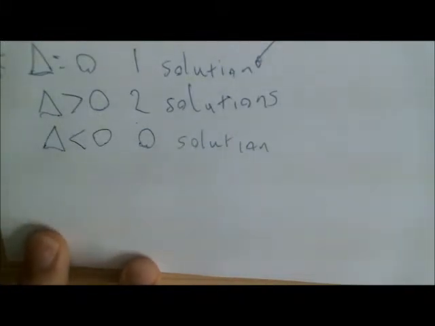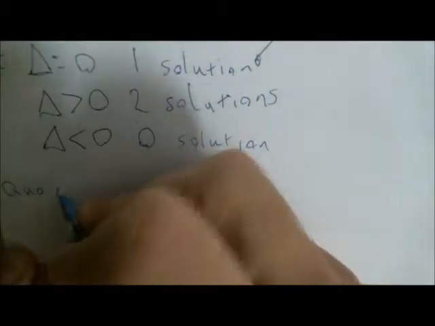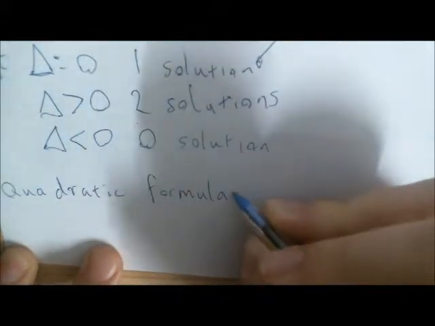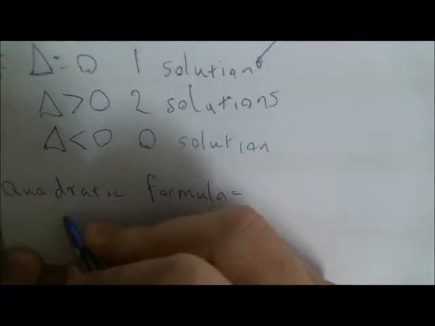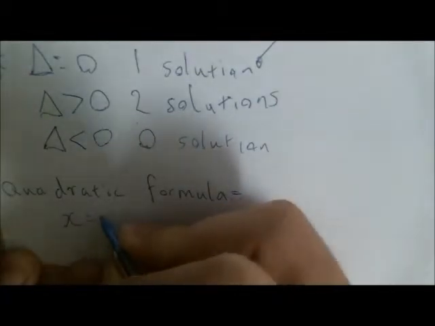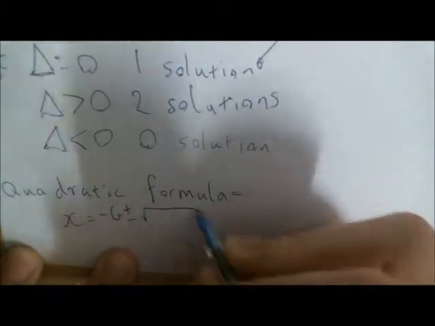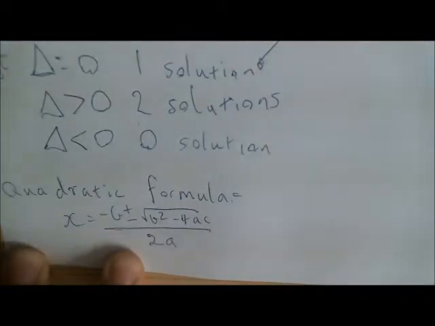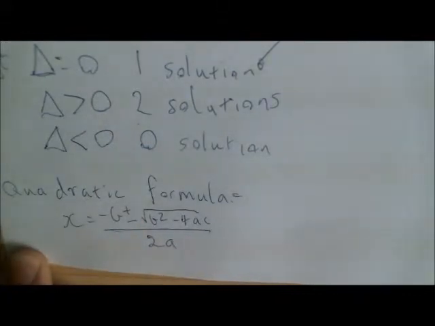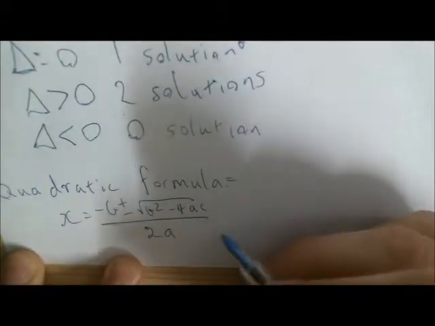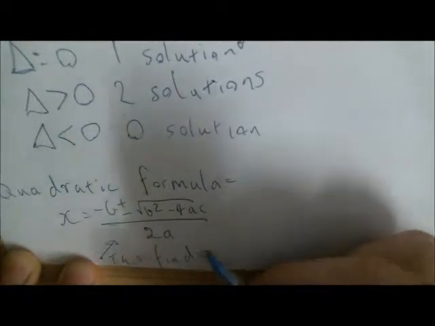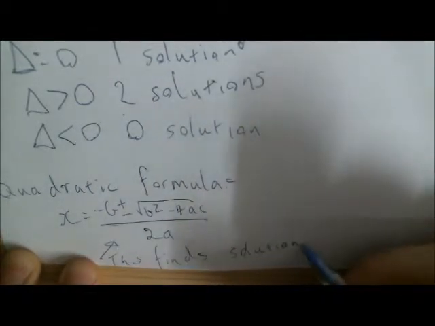So the quadratic formula is, just to refresh ourselves, x equals negative b plus or minus the square root of the discriminant over 2a. We use this formula and we find out what the solutions are. This finds solutions. Alright.